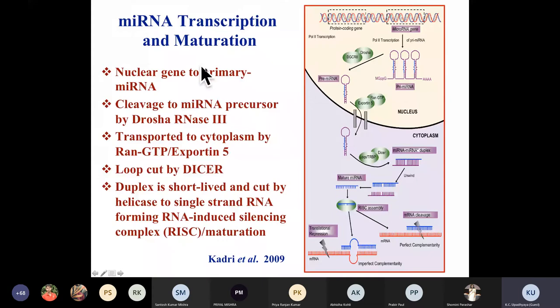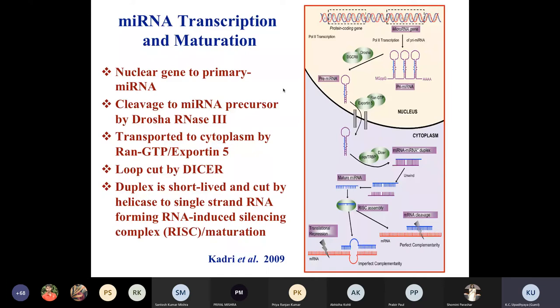The two terminologies used here are microRNA and siRNA. siRNA is the short interfering RNA. Basically, microRNAs are produced endogenously, while siRNA can be exogenous.